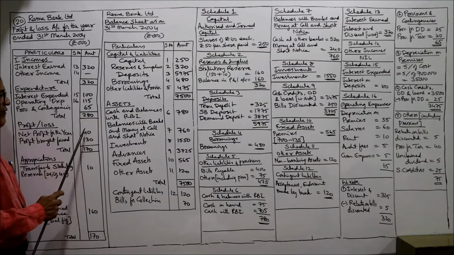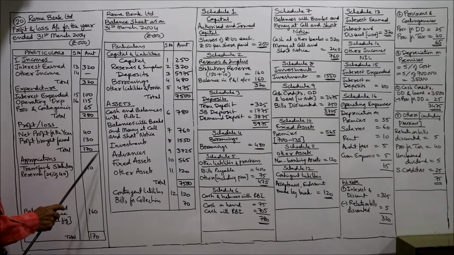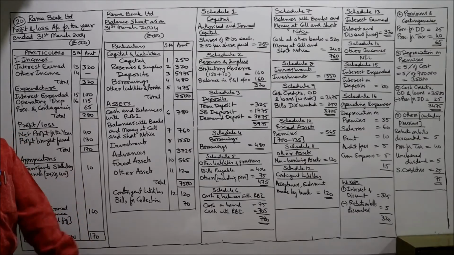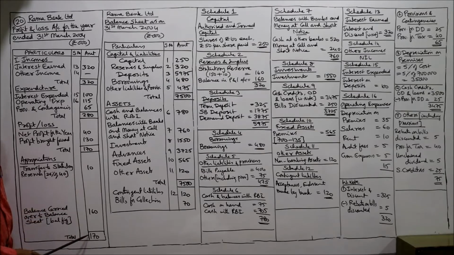320 minus 280, 40 is the net profit for the year. Net profit for the year is 40. Profit brought forward 130 is given in the problem. The balance in the P&L account at the beginning of the year is 130. So total profits 170. Now out of 170, transfer to statutory reserve is 25% of current year's profit.